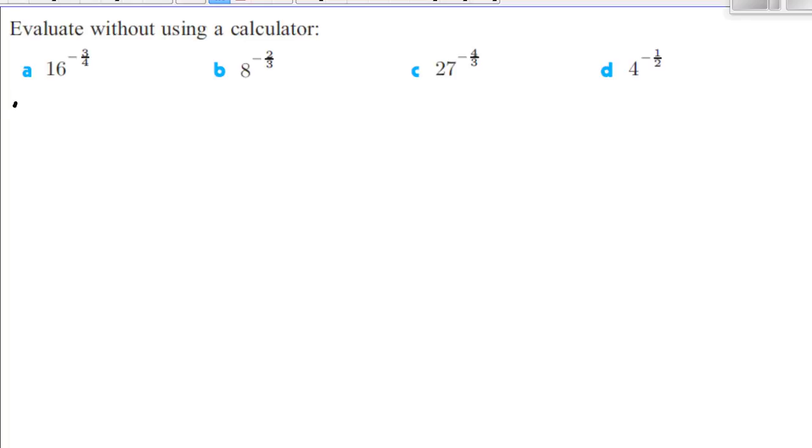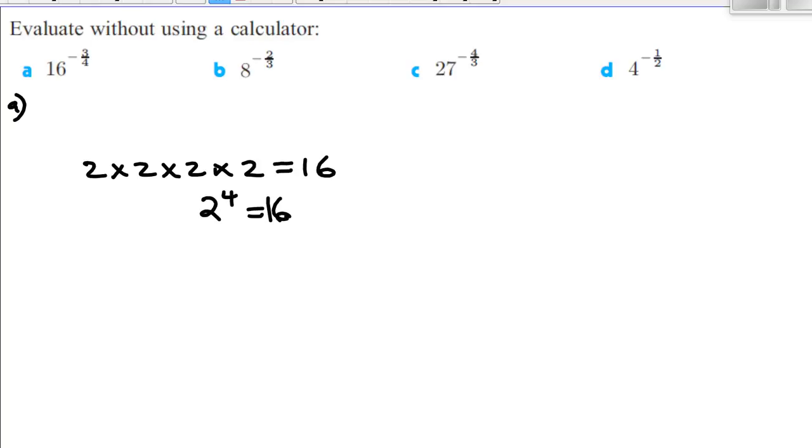So the first step is to express 16 as a power of 2. Of course, we know that 2 multiplied by 2 multiplied by 2 multiplied by 2 is 16. So 2 to the power 4 is 16. So instead of writing 16, we'll just write 2 to the power 4 in our question.